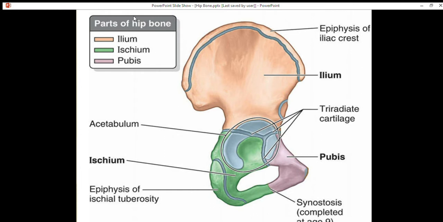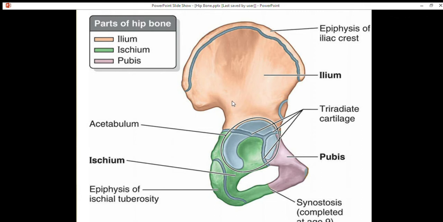This diagram is showing the hip bone of a 13-year-old child. We can see the epiphyseal cartilage which have not joined yet. So there is not complete synostosis or replacement of the joining cartilages by lines. Here we can identify three main parts of hip bone. The superior fan-shaped part is called ilium, and the antero-inferior part, which is shown here in purple, is called pubis. The postero-inferior part is called ischium.